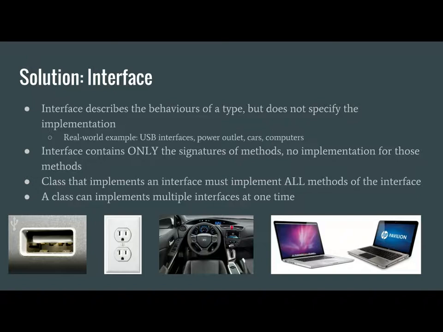So what do we do with the interface? Well, if we want to use the interface, a class must implement it. And when the class decides to implement an interface, it must implement all the methods that are specified in the interface. And the advantage of using interface is that a class can implement multiple interfaces at one time, even though a class can only inherit from one superclass at a time. So because a class can implement multiple interfaces at one time, we can use interfaces to mimic multiple inheritance.